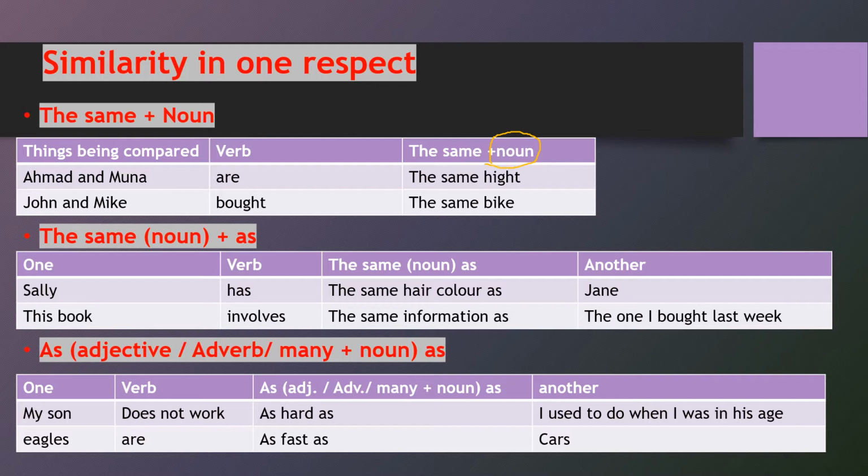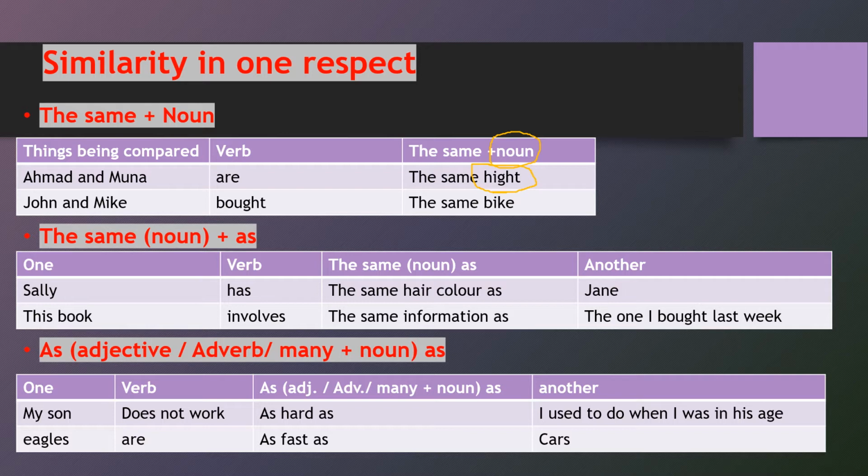Okay, the examples. Ahmed and Muna are the same height. Ahmed and Muna, you're comparing both Ahmed and Muna, and both of them are before the verb. The verb "are", remember, here it's a main verb, it's not an auxiliary. And then it's followed by the word or the tool, "the same". And then "height", this is the noun.